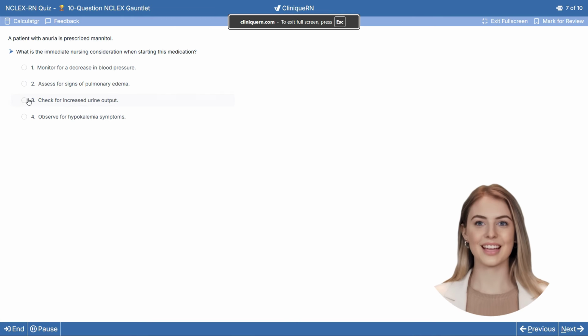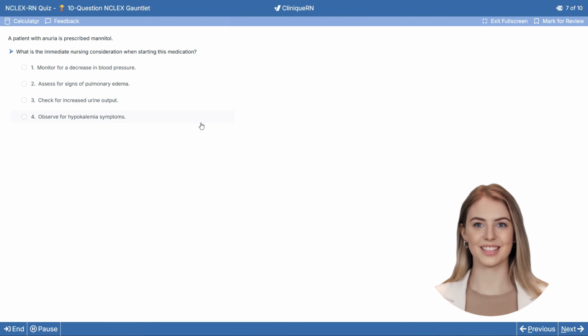All right, nurses, let's put your critical thinking to the test. You've got a patient with anuria. They're not making urine, and the provider prescribes mannitol. Here's the question. What's the very first thing you should monitor when this medication is started?